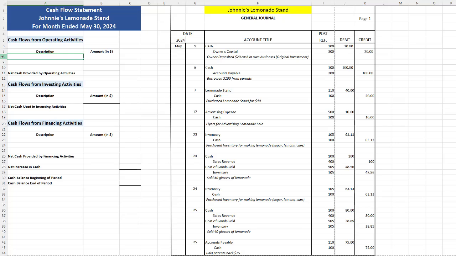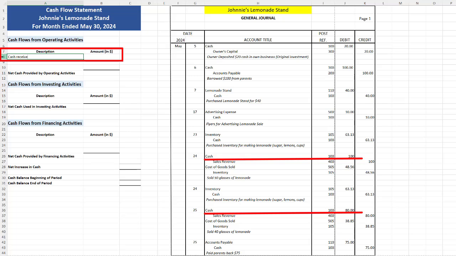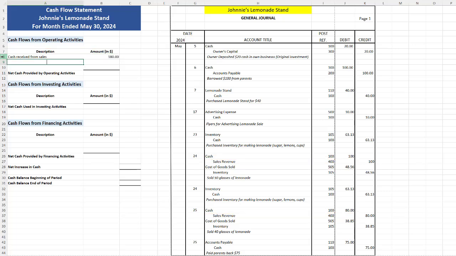We can see that cash was increased by $100 on May 24th and by $80 on May 26th. I will add a description of cash received from sales and then post the total amount of revenue received through sales. Cash received is called an inflow of cash.